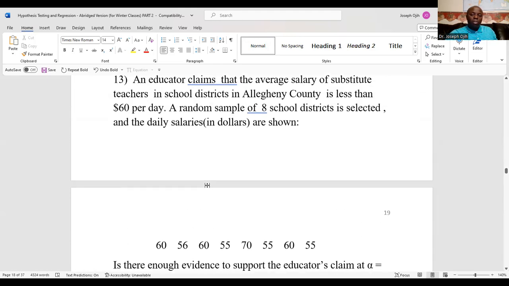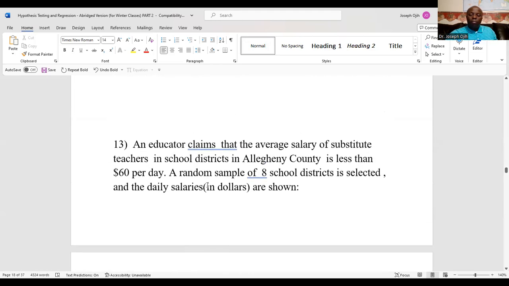So here concludes our test of hypothesis. We're not going to do the other part, which is for proportion and for difference between two means, because time is so short. So next week we'll be looking at regression and correlation. Before we leave, does anybody have a question for me?